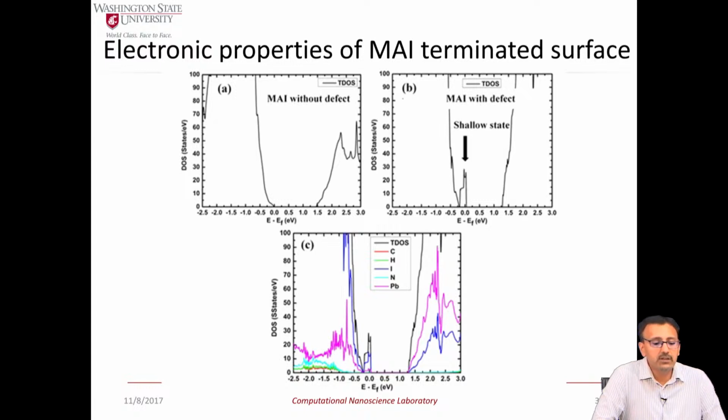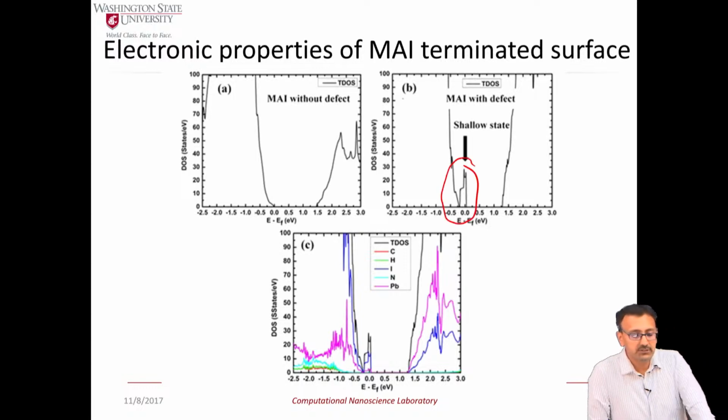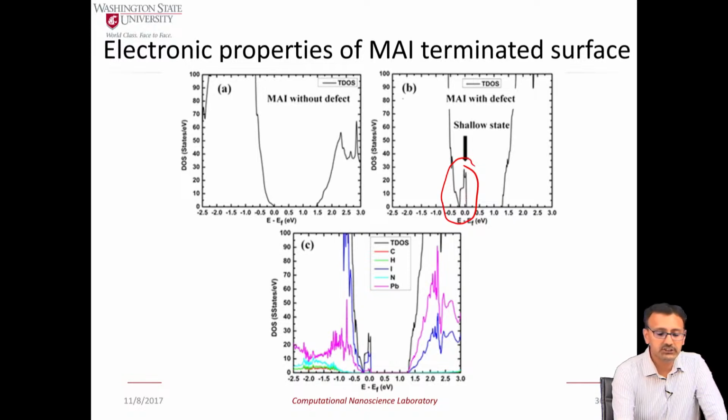So now we are looking at the methylammonium iodide terminated surface and introducing the same lead iodine antisite defect. What you can see is there is a pronounced defect state, a trap state, that is produced, but it's still a shallow trap state in the sense that it's not at the mid level of the band gap region.